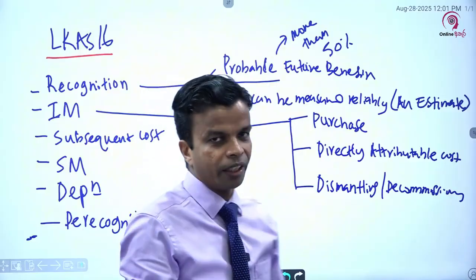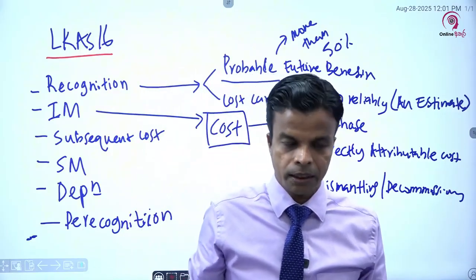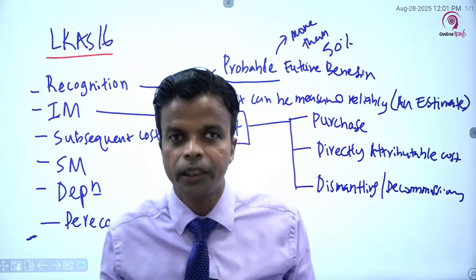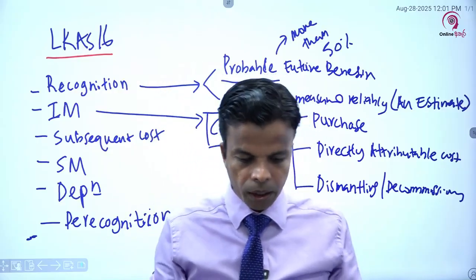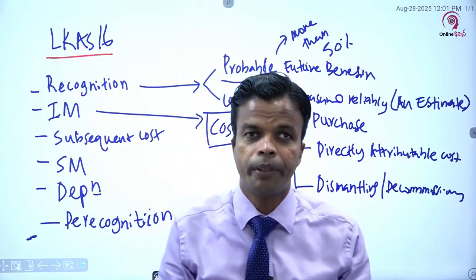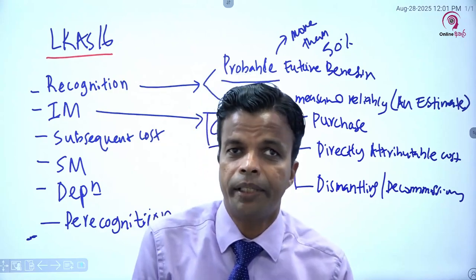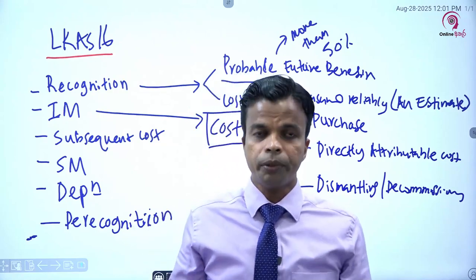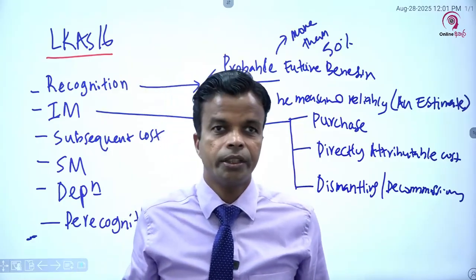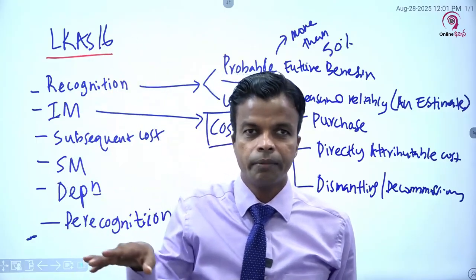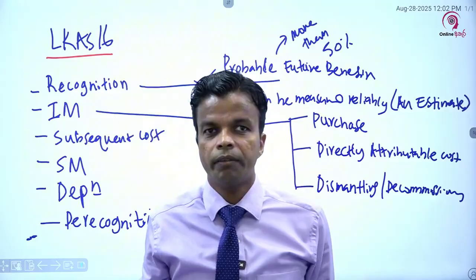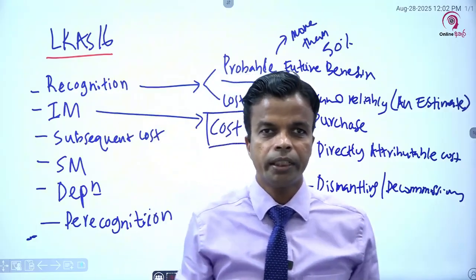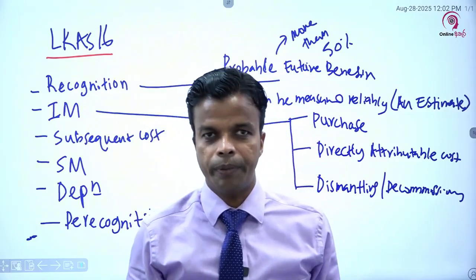Third one, it's a very rare or very specific case, the dismantling or decommissioning or restoration cost. This will not apply for every PP&E item, but there are certain PP&E items. Say for example, let's say it's a telecommunication tower. In the telecommunication business, you have seen telecommunication towers here and there. So telecommunication towers are considered as part of PP&E.